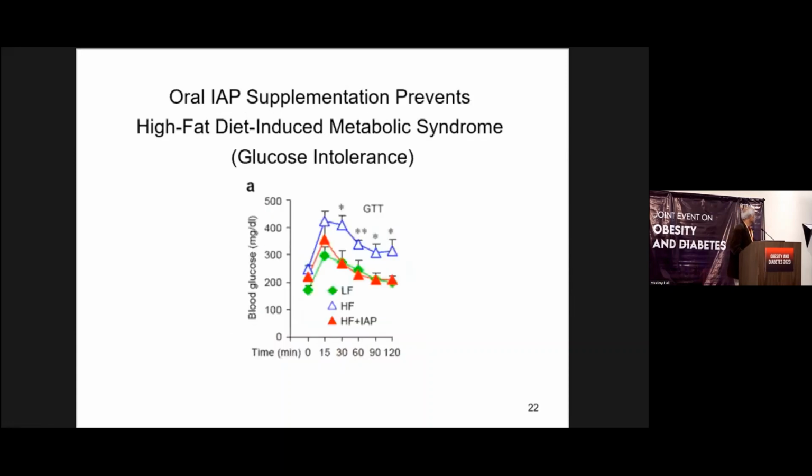So we did the oral IAP. Just keep an eye on the blue and red. Usually you need a high-fat diet to produce metabolic endotoxemia or metabolic syndrome. So we put the mice on high fat, and we saw the GTT was abnormal in the high-fat-fed mice, but in those given IAP in the water, it is low. So it was controlled.